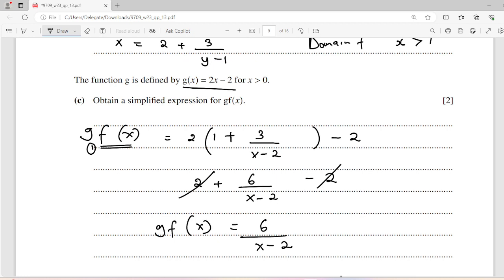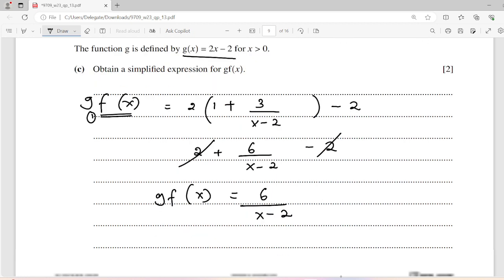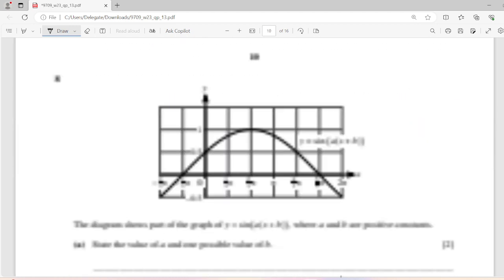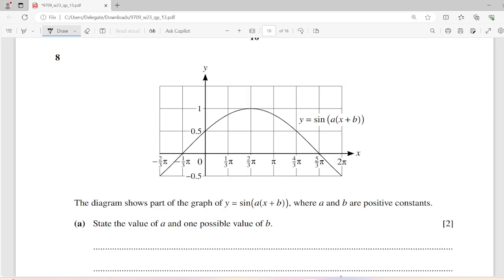All right, so we go to question 8. We're on transformations here, transformations of function. We are told the diagram shows part of the graph where a and b are positive constants, the values of a and one possible value of b. So now this is a sine graph that was stretched, we see, horizontally. It was stretched and shifted, just in the horizontal according to these transformations.